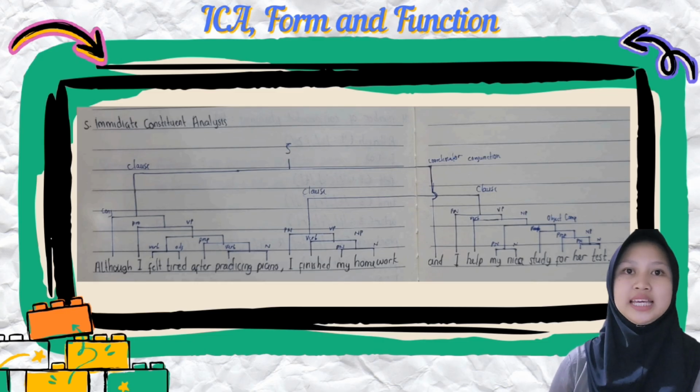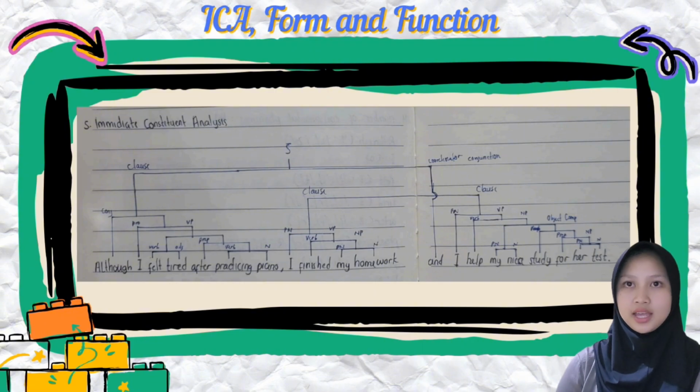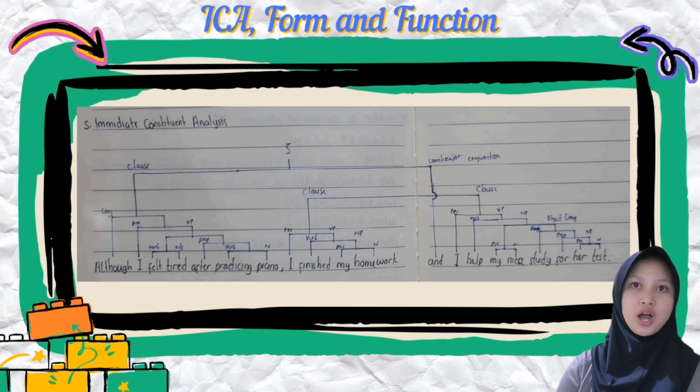Next, all instances of the word I are classified as pronoun, specifically noun phrase. Their function is as the subject of the clause because they perform the action expressed by the verb. Next, the verbs like felt, finish, and help are lexical verbs. Their function is as the predicator, which means they express the main action or state in each clause.